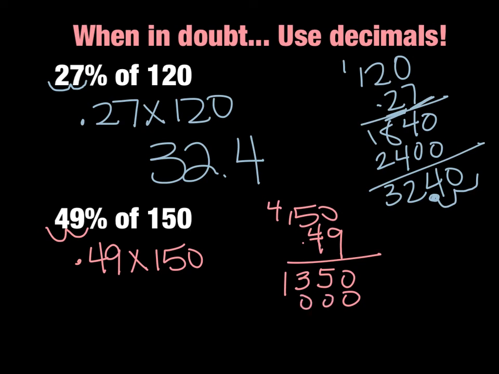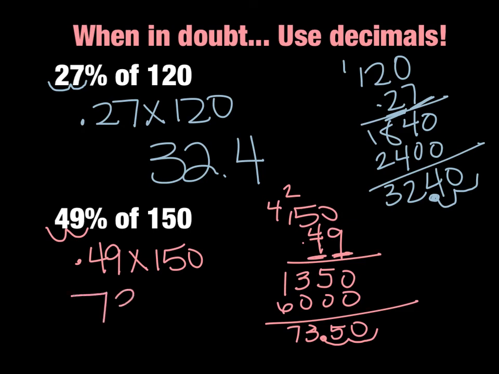4 times 5, which is 20, so I carry my 2. And then 4 times 1 plus 2 is 6. Then you need to add it up, so I have 0, 5, 3, 7. I have 2 numbers after the decimal, so I move my decimal back 2 places, and I get a total of 73.5.